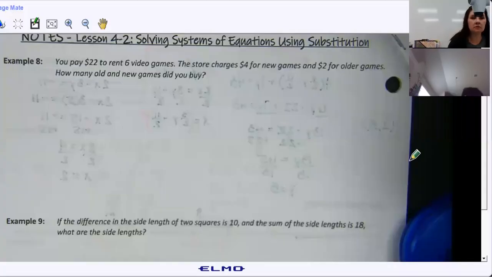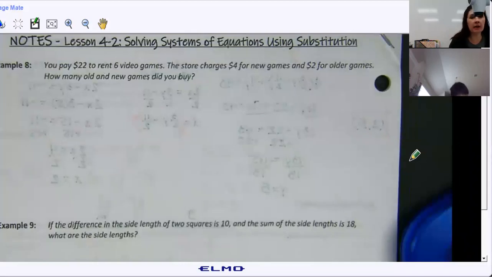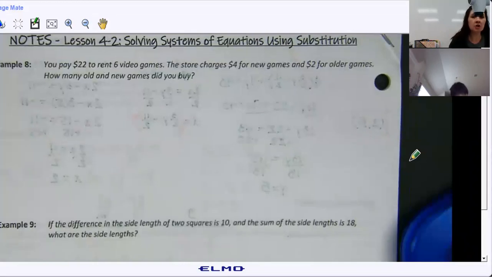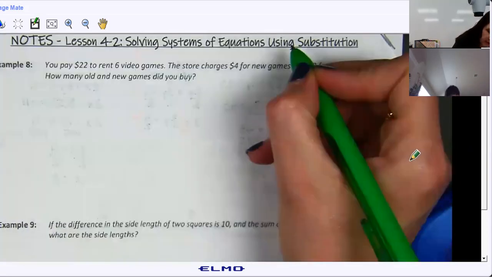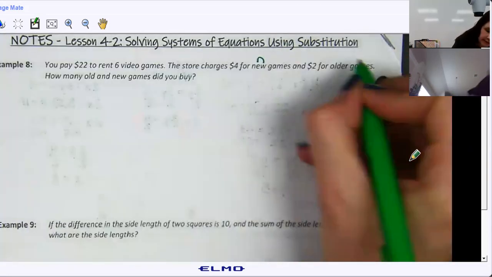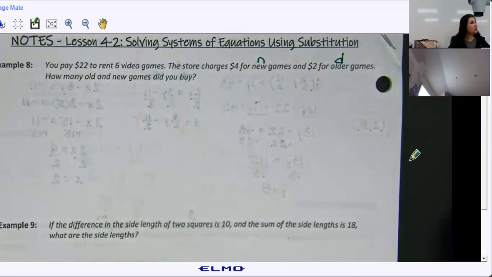Example 8 on the back. You paid $22 to rent 6 video games. The store charges 4 for new games and 2 for old games. How many old and new games did you buy? Okay, so we're going to use N for new and we're going to use D for old, not O, because that looks like a 0. Now we need 2 equations.